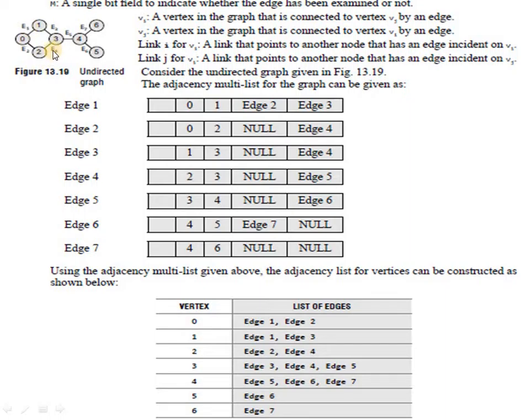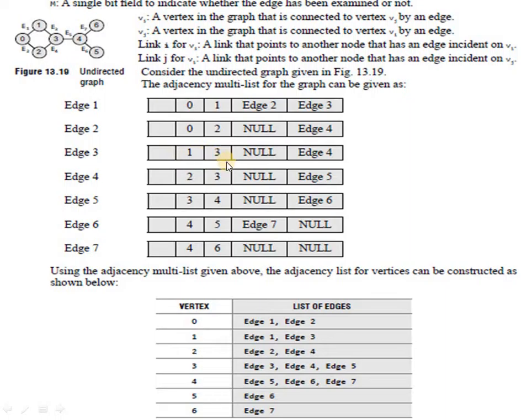Here we already considered E1, so another one is E4. So edge 4. Then edge 3. For edge 3 we have vertex 1 and vertex 3. Here E1 is already considered, and the other one is E4. Okay, we have to consider the next one.